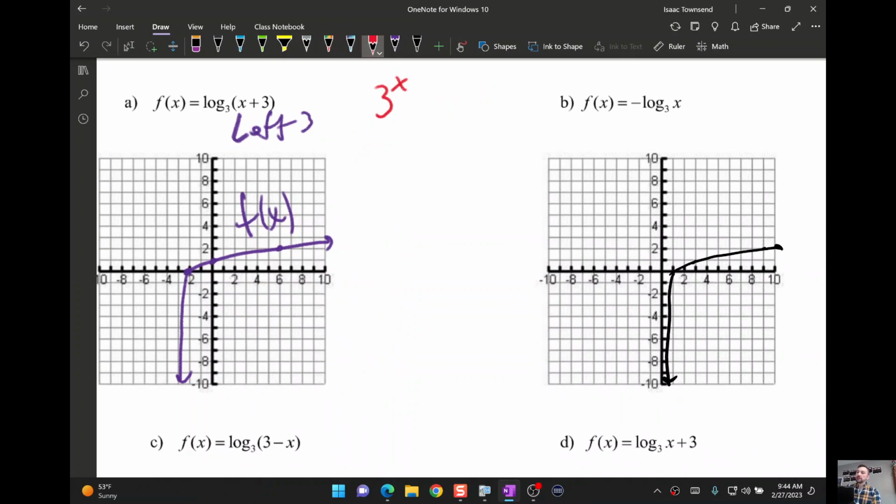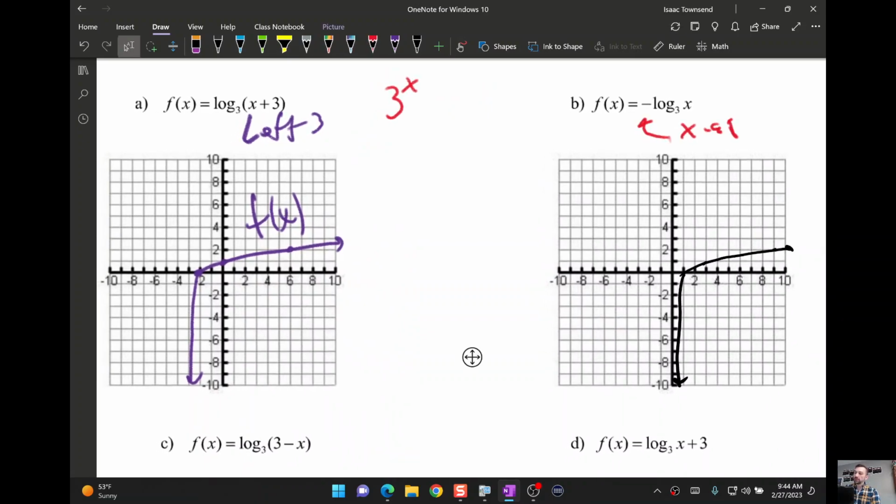Okay, for B, this reflects over the x-axis. So a point on the x-axis will stay on the x-axis, but any other point flips over to the other side. Make sure you label which one's your answer.